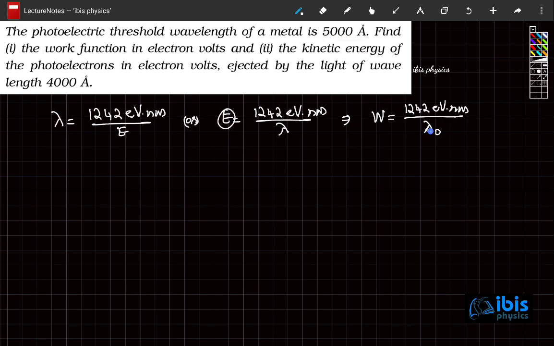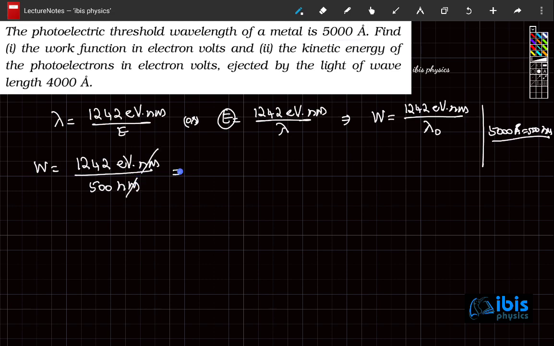So when you substitute in this formula, you have to substitute in nanometer. So the work function of the metal is 1242 electron volt nanometer by 5000 angstrom. We already said 5000 angstrom equals 10 power minus 10 meter, so 5000 angstrom is 500 nanometer. So I'm substituting threshold wavelength 500 nanometer, so nanometer will be cancelled.